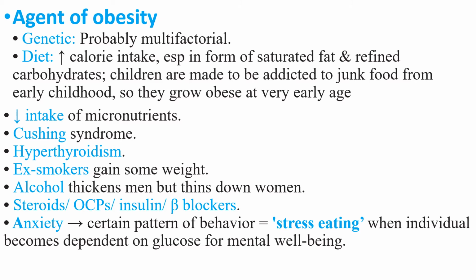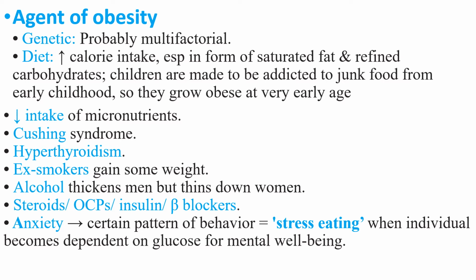Agents of obesity: genetic, diet, decreased intake of macronutrients, Cushing, hyperthyroidism, ex-smokers, alcohol, drugs, and anxiety. Genetic, probably multifactorial. Diet: increased calorie intake, especially in the form of saturated fat and refined carbohydrates. Children are made to be addicted to junk food from early childhood, so they grow obese at a very early age.